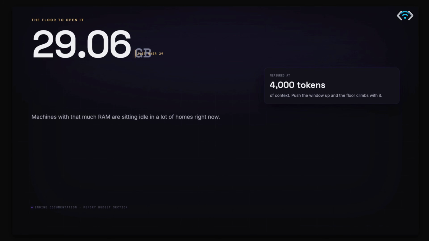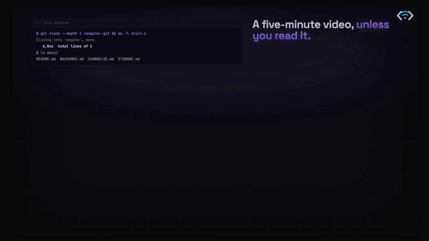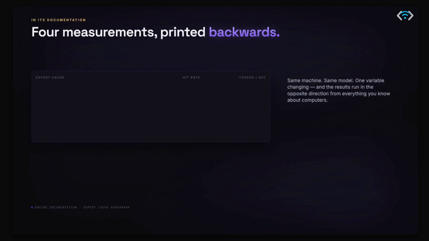The engine's own validation suite checks its output against a reference implementation of the real model, layer by layer, and the final numbers agree to the 6th decimal place. Whatever comes out of this thing is what the original would have said.